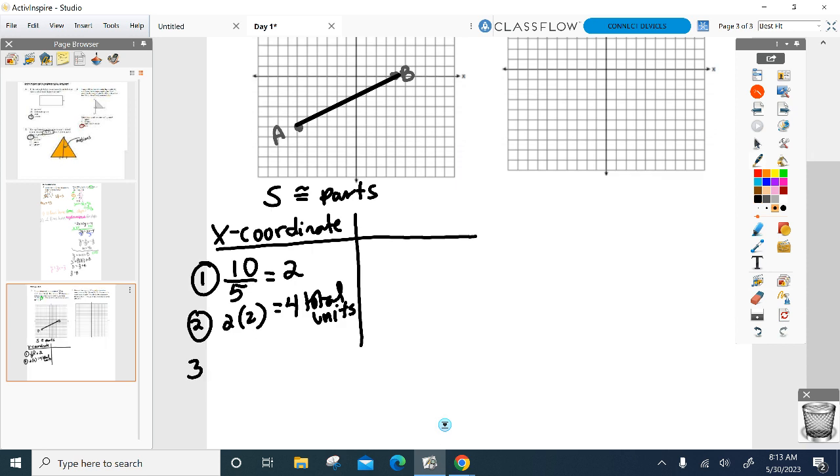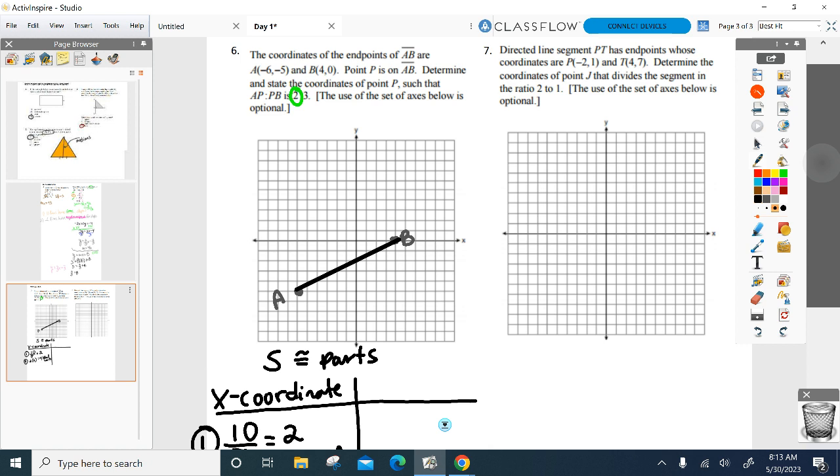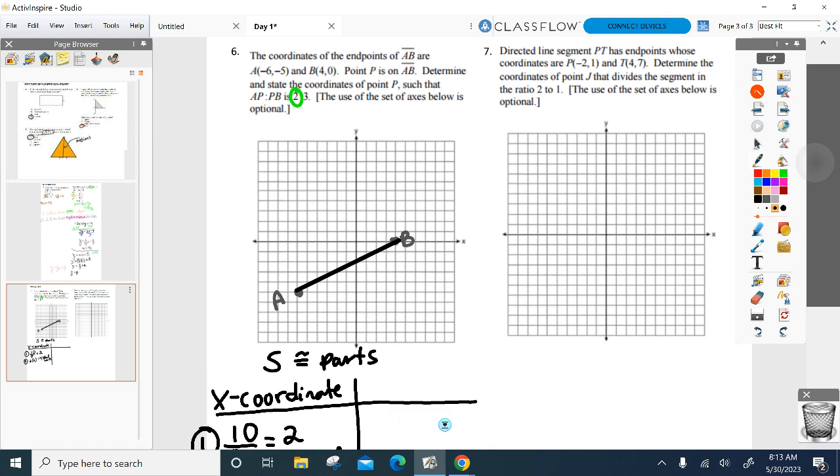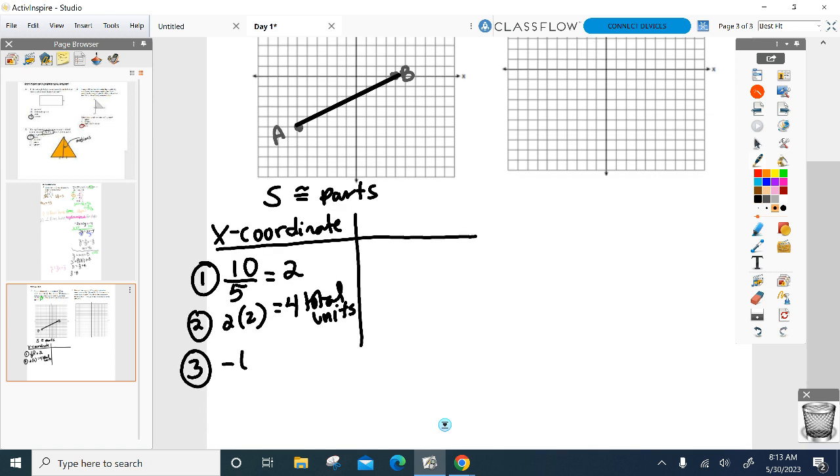So I go back, last step. Okay, where did I start on the x-axis? Where did I start, at what coordinate? I don't care about the y, just the x. Where did I start? At -6. Everyone, I started at -6. So from -6, I go over 4, and that lands me at -2 on the x-axis.